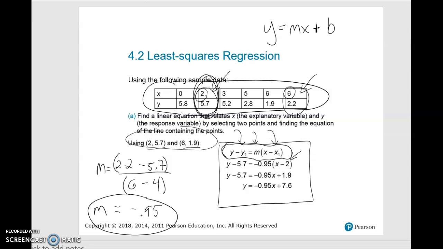Okay. And then you work it out. Remember your algebra, you distribute the negative 0.95. You get this, and then you're going to add 0.57, and there's your y-intercept.